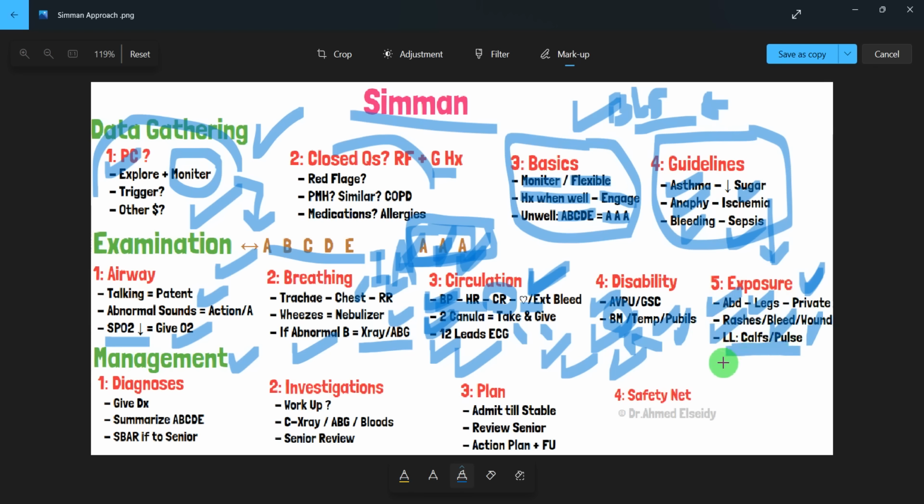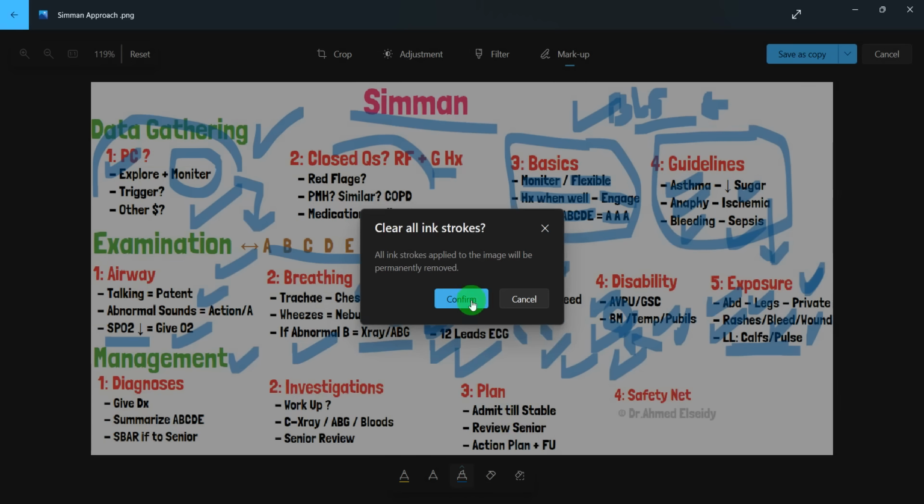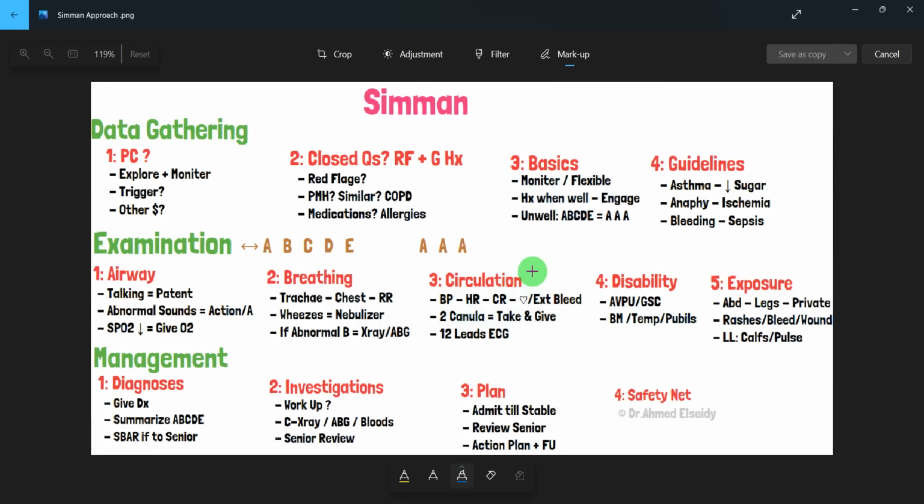So this is the assessment of any Simman, the A, B, C, D, E approach. This is what you do in every one of them, and this is what can be abnormal, and if it's abnormal, this is the action that you can do, and if there is an action, you do reassessment again. I hope you got the point now.